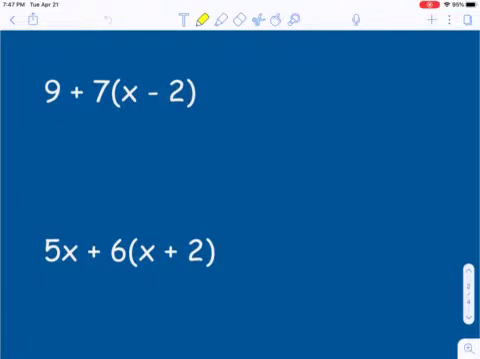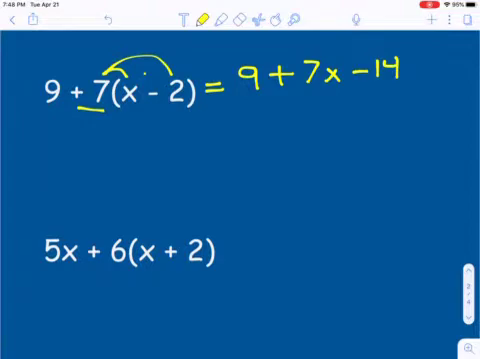So when I look at this, I know I'm going to have to expand this. So I've got positive 7, and that's going to multiply by both of these. So let's start by rewriting this as 9 because we didn't do anything to 9. We're just writing it down. 9 plus, well, 7 times x is 7x. And I'm going to distribute that 7 to the negative 2 as well. So 7 times negative 2 is negative 14. All right, so you've got 9, 7x, and negative 14.